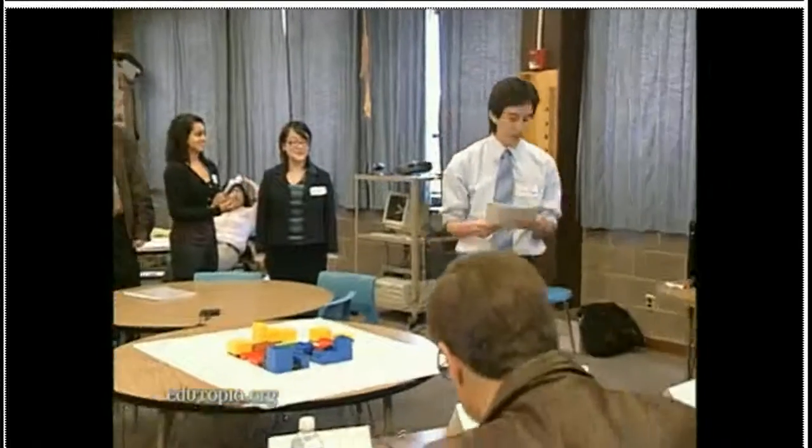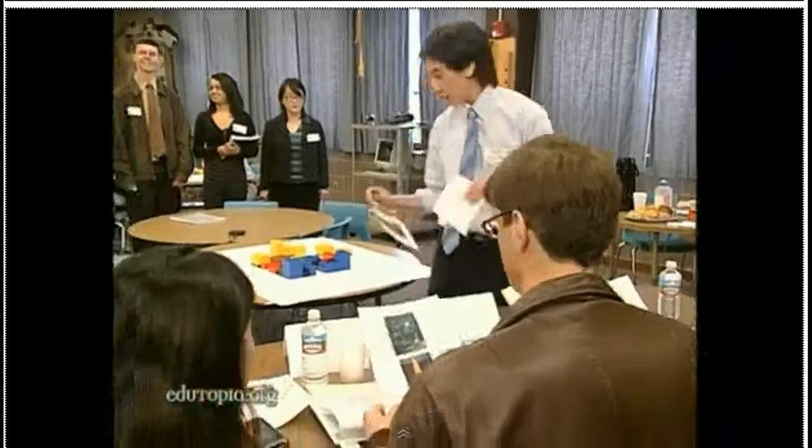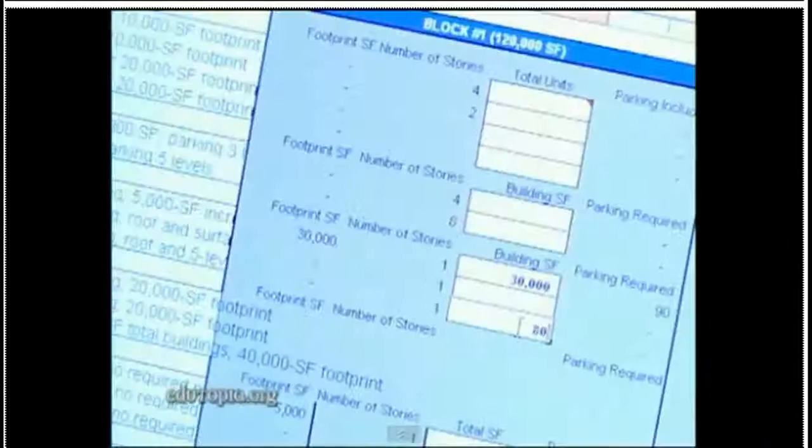Hi, my name is Eddie Kim. I'm the site planner, and thank you for letting us propose a plan. In the Urban Plan Project, students learn state standards in economics by working in teams to create development proposals.